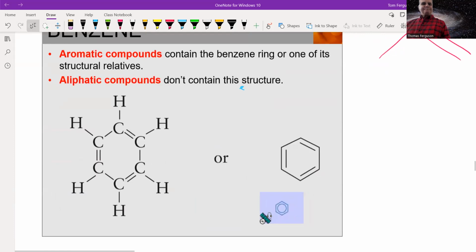Now, there are 2 kinds of compounds in general, aliphatic and aromatic. As soon as you see the word aromatic, think benzene, or a fused benzene ring.